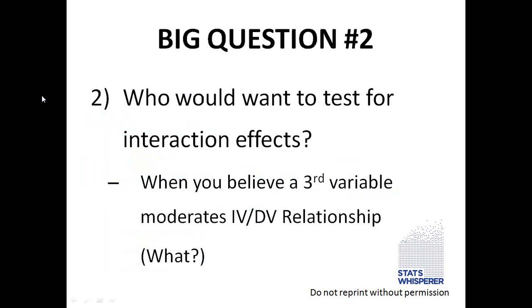That big question number 2, who would want to test for interaction effects, right? Well, it's when you believe, or one believes, that there is a third variable which moderates an independent and dependent variable relationship. So I put what in parentheses here because to most people that won't be meaningful. That's more of a statistical statement, right? There's a third variable that impacts the independent-dependent variable relationship. So we'll make sense of that right now.